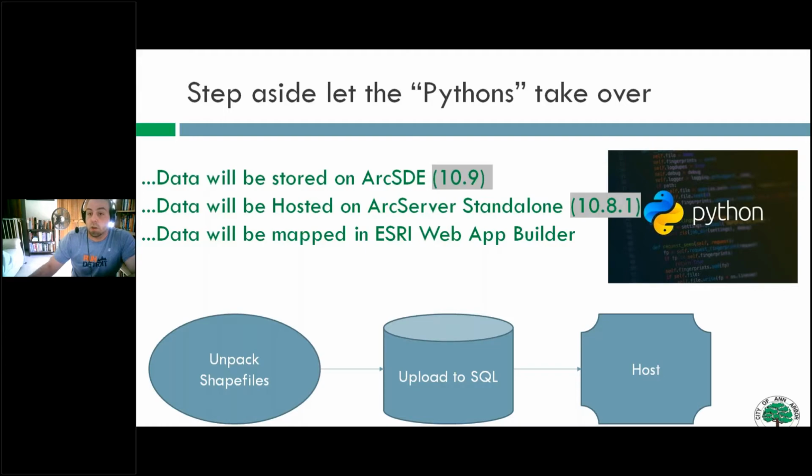This is our structure. City of Ann Arbor is currently on ArcSDE 10.9, and that's where the data is hosted, and I'll talk about why in a moment. We are hosting this on a standalone ArcGIS 10.81 server. In Ann Arbor, we have a standalone ArcGIS server environment, and we also have a second environment that's ArcGIS Enterprise Portal. So we have both. This application's hosted on the standalone server. We're at 10.81 now. And the data will be mapped using Esri's Web AppBuilder. So this is, again, a very simplified process diagram: unpacking the shapefiles, uploading it to SQL, and then hosting it.